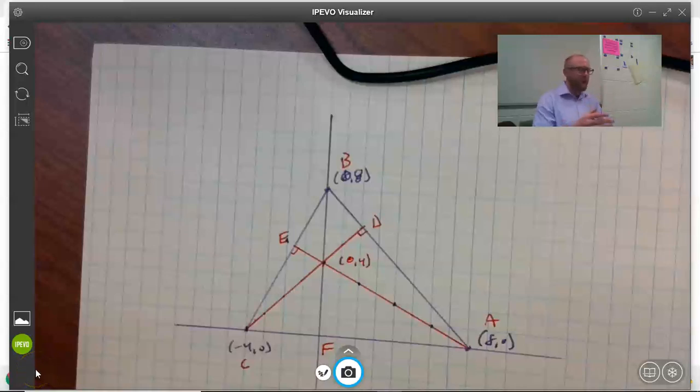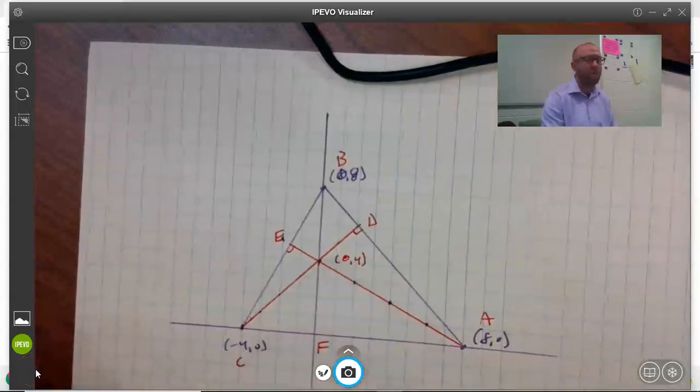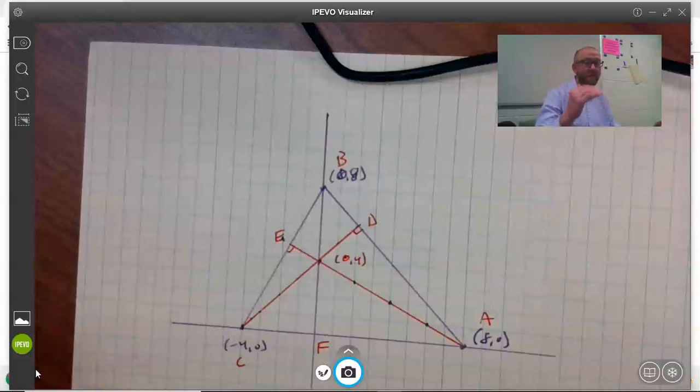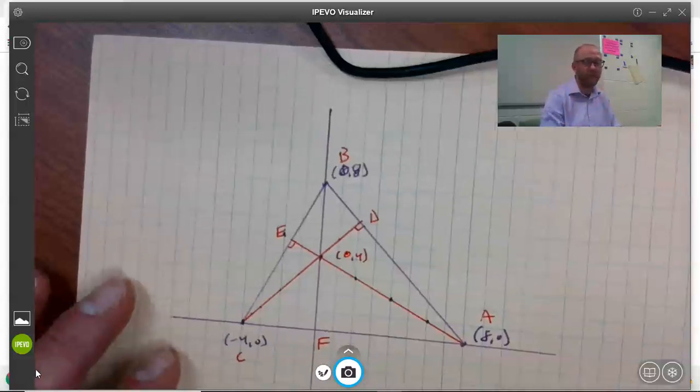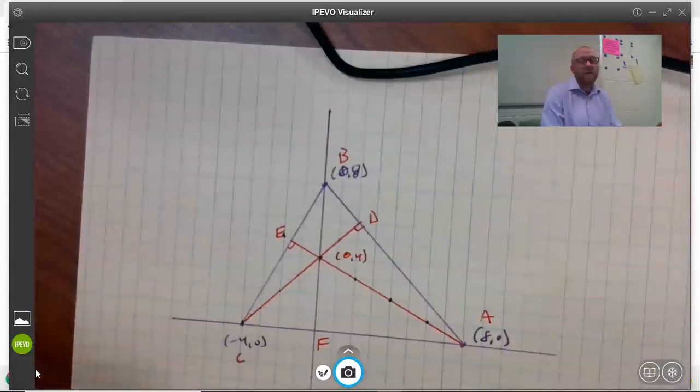Okay, here we are going to prove that the three altitudes of this particular triangle are concurrent, specifically at the point (0, 4). First, altitudes. What are they? Well, an altitude of a triangle is the height of the triangle. Like an airplane flies at an altitude, it's how high up it is. It's the height of the triangle. And there's three of them, depending on what you call the base of the triangle.